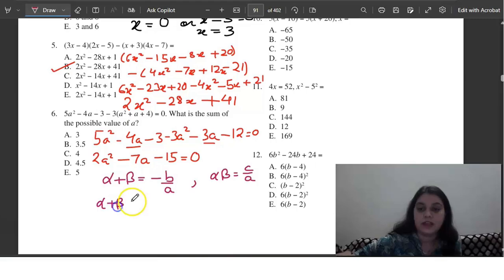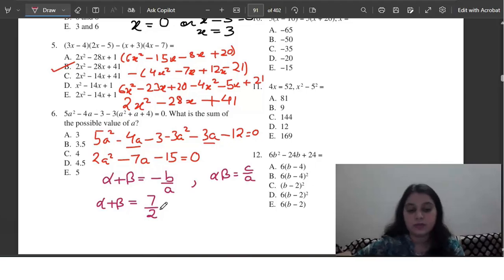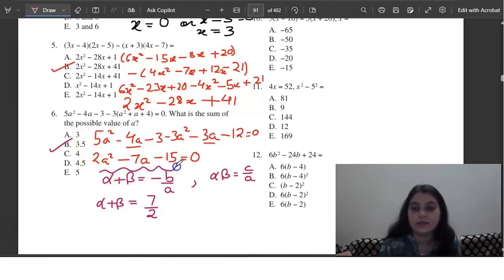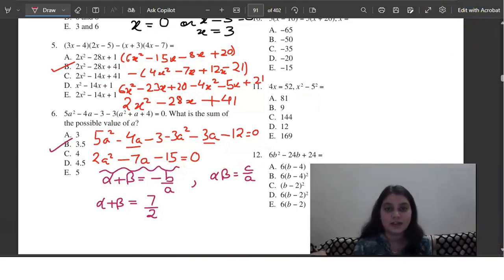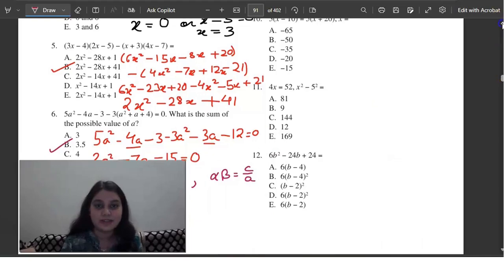So alpha plus beta, sum of these roots should be minus B, that is positive 7, upon A, that is 2. So it's 7 by 2. That is equal to 3.5. Or you can just find the value. It's really not difficult. Just like we factorized in all the other questions, you just factorize this, splitting the middle term, and you'll get the answer. Now let's go to the next question.